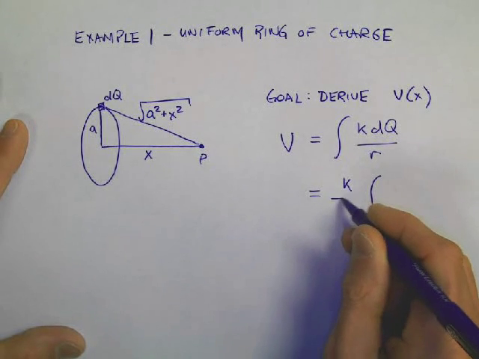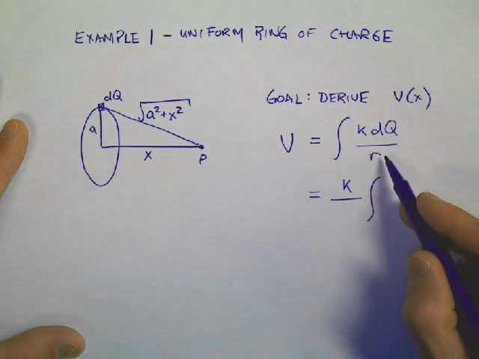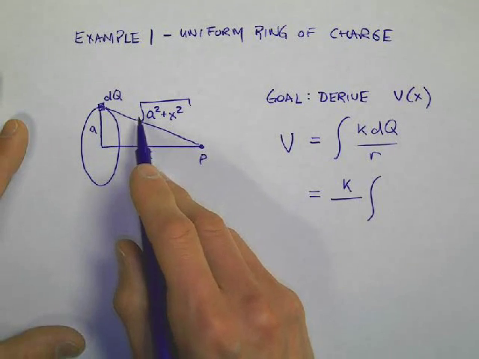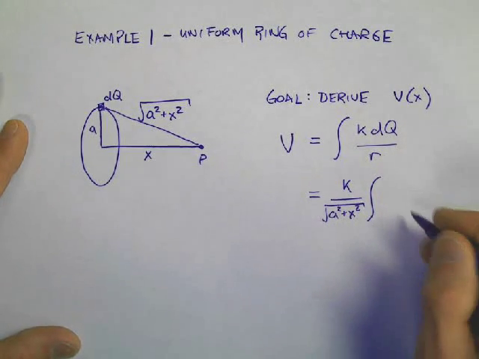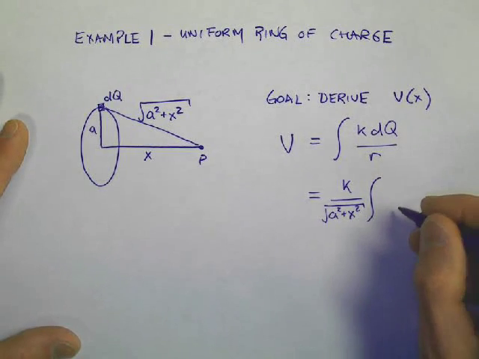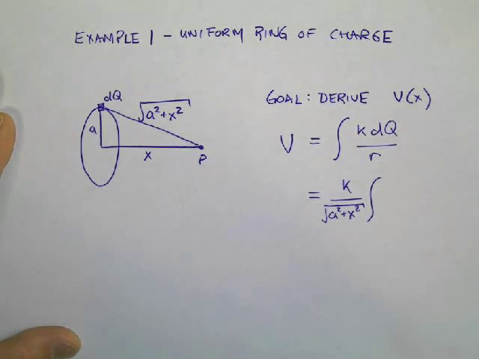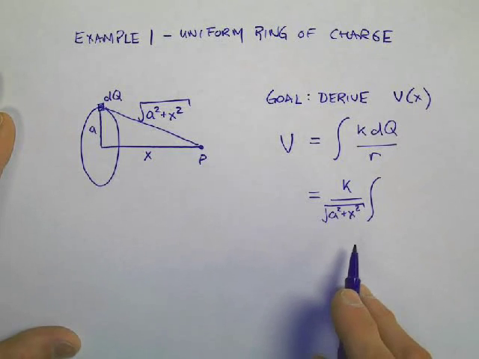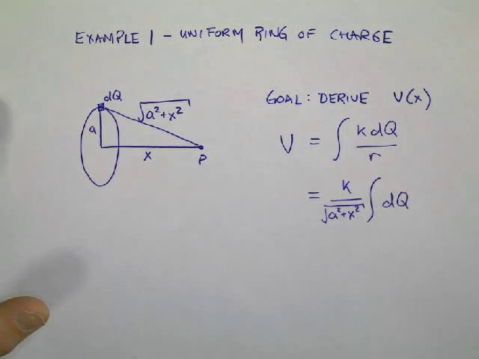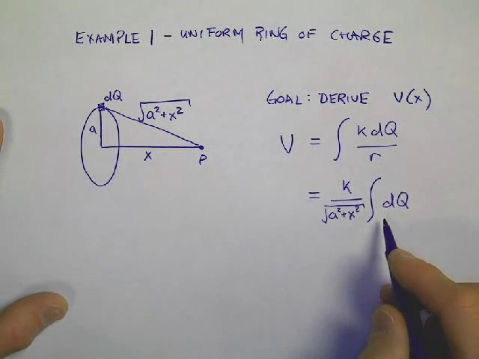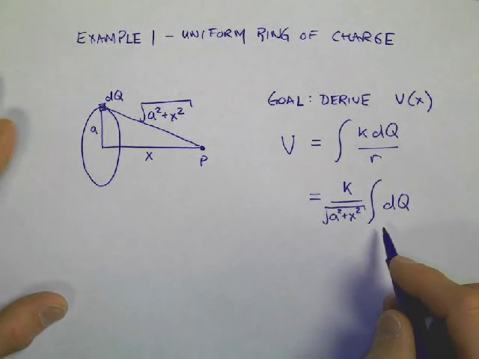And my r is going to be this diagonal distance. So that is the square root of a squared plus x squared. And all that comes out because a is a constant and x is a constant. And that leaves me with the world's easiest integral, which is just the integral of dq. And so what I would do then is evaluate that by going all the way around the ring and adding up all those charges.